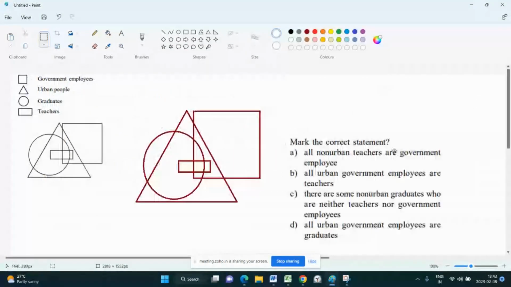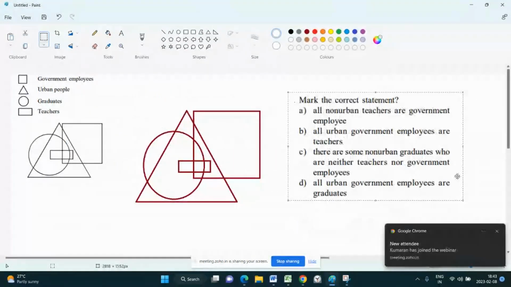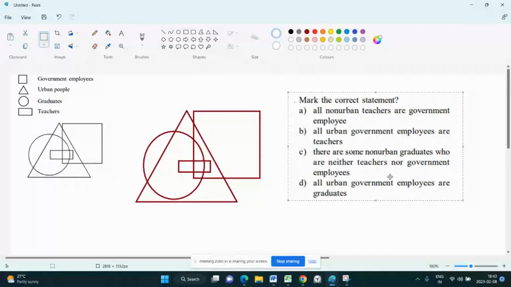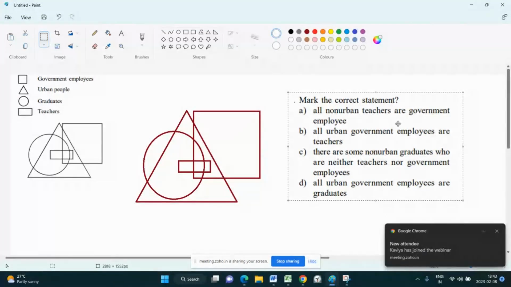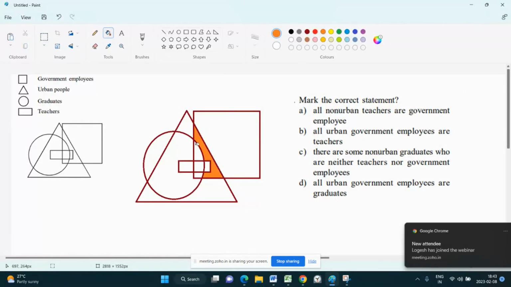I'm bringing this again. So A is wrong and D is wrong. Now you have to find either it is B or C. All urban government employees. Urban and government. Are they teachers? This is wrong.